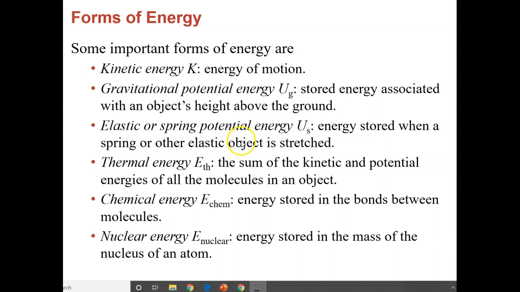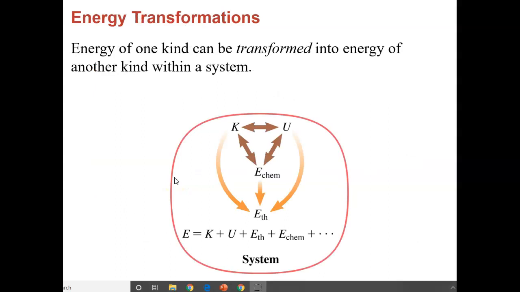Springs or other elastics like a rubber band have what's called an elastic or spring potential energy. Thermal energy is kinetic and potential energy in the molecules. Energy stored between bonds and molecules are chemical energy. And the nucleus of an atom has energy stored in it called nuclear energy. So make sure you look over these, understand the different types, and we're going to talk about most of these as we go along here.